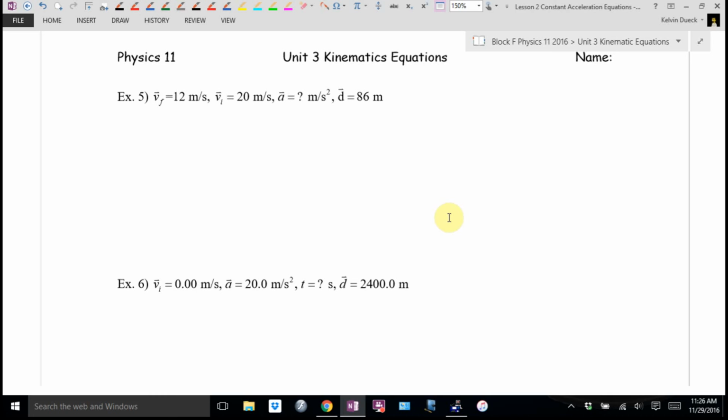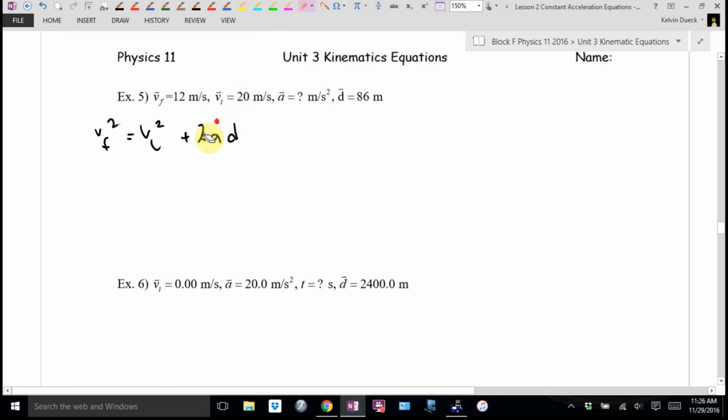Connor, in example 5, what are they asking us to find? A. And they gave me VF, VI, and D. Which equation am I going to use here? This is the second toughest equation to work with. That's a squared. Ugh. What am I trying to find, Connor? I'll put a red dot above it just so you can see what I'm looking at. I'm staring at that.